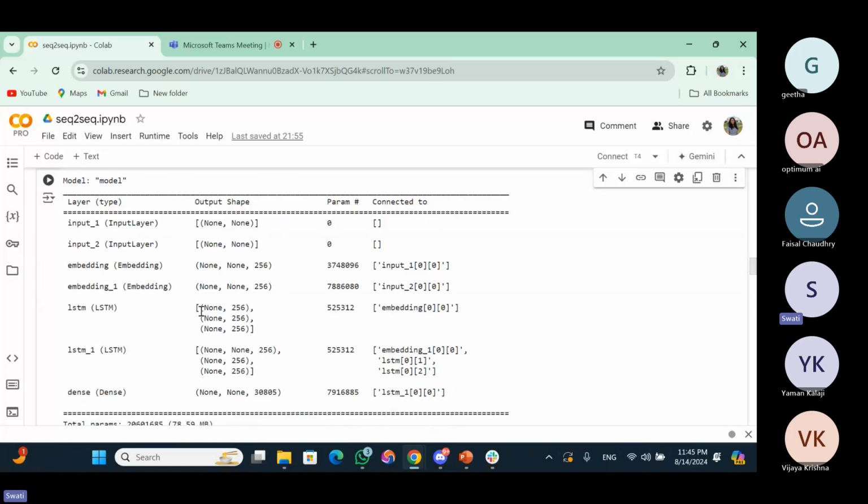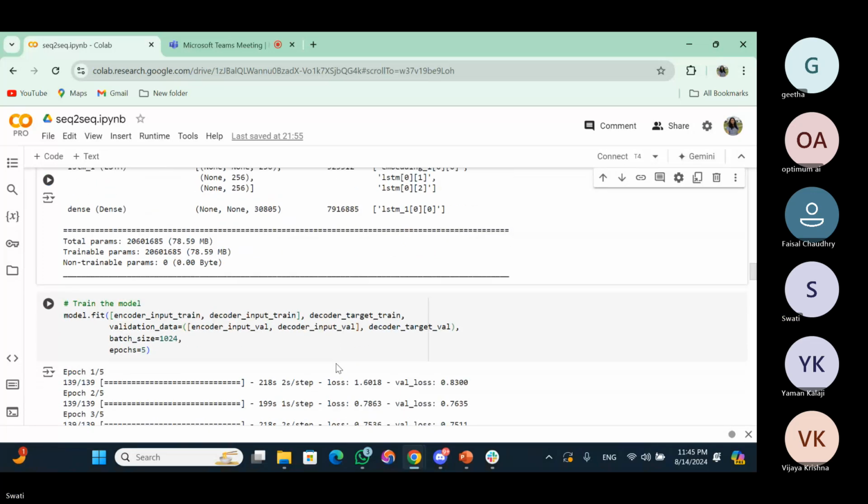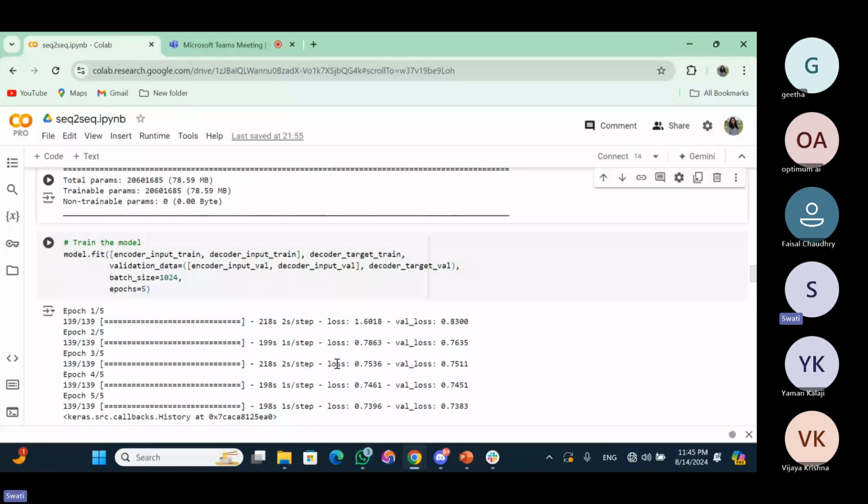Here you can see the summary and how many parameters there are. For this one, there are a lot of parameters. Here I am fitting the model, training the model. I have given a batch size of 1024 and epochs only 5, because this model was taking a long time to run, and after this my GPU limit was over.